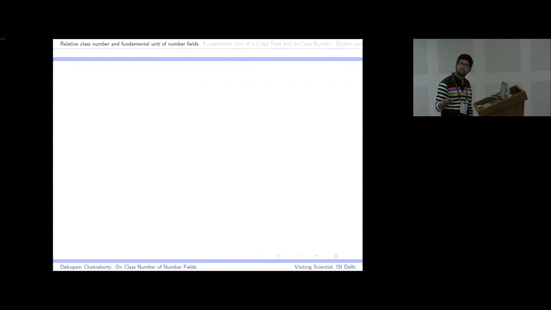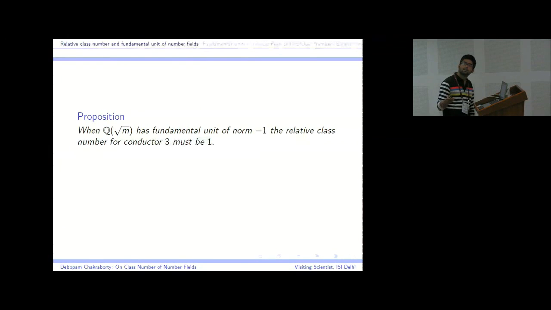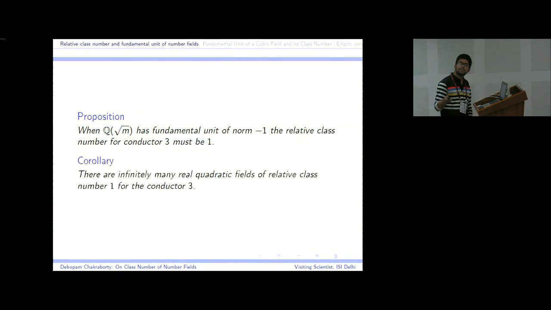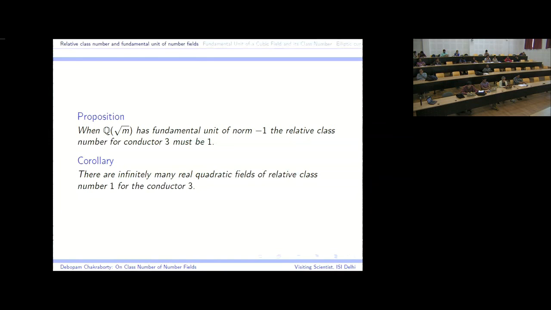And now, as I explained already, if you assume that theorem, you will find that the relative class number for conductor 3 must be 1, because 3 is a prime that is 3 mod 4. And then there is a result that also follows easily, because if you take any prime of the form 1 mod 4, it will always have norm minus 1, meaning q root p will always have norm minus 1. And because it is a prime of 1 mod 4, 3 will not divide that thing.